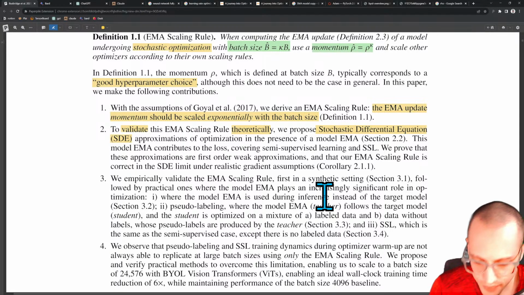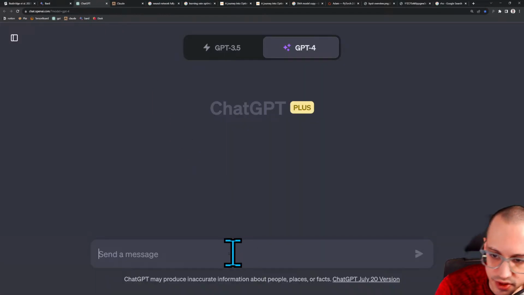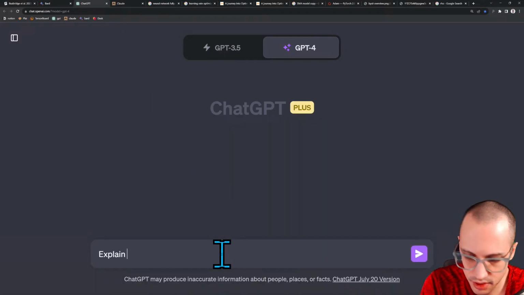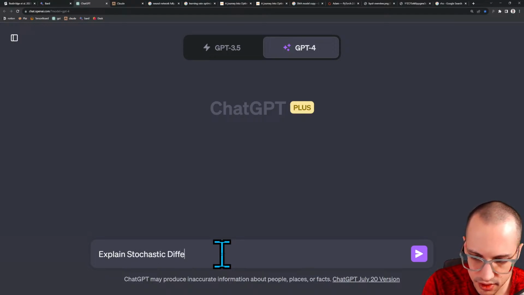This is not a good definition of stochastic. Explain SDE, stochastic differential equations for me.